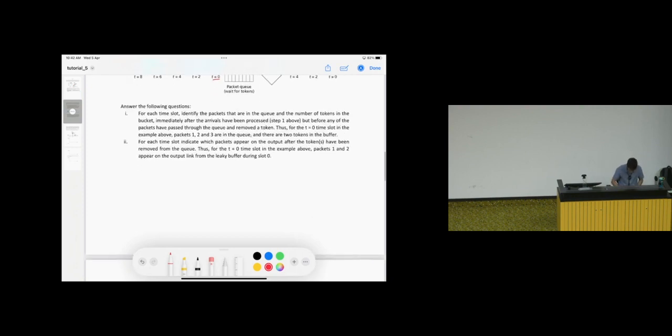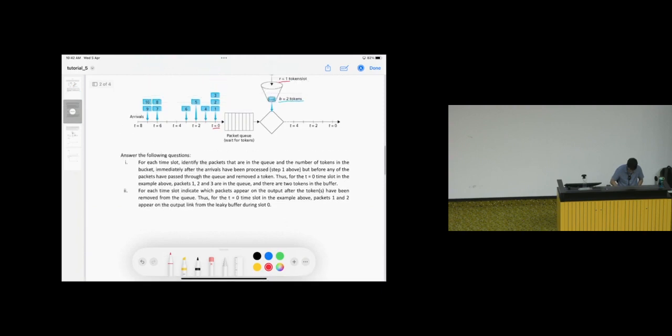So now we need to answer these 2 questions. For each time slot, identify the packets that are in the queue, and the number of tokens in the bucket immediately after the arrivals have been processed. So what that means is we first process these 3 arrivals. So, I have packet 1 here, packet 2 here, and packet 3 here.